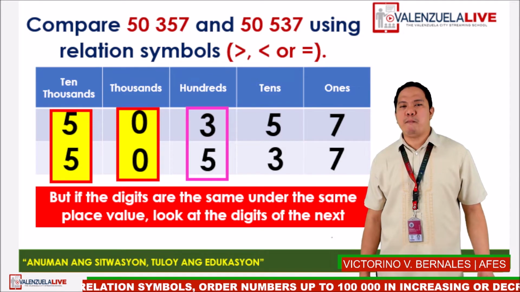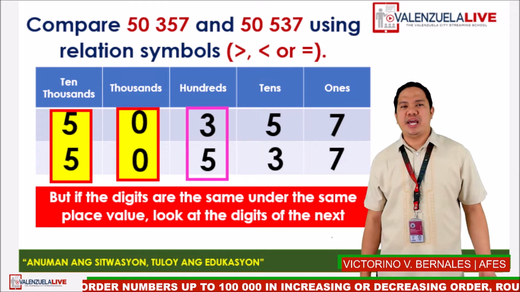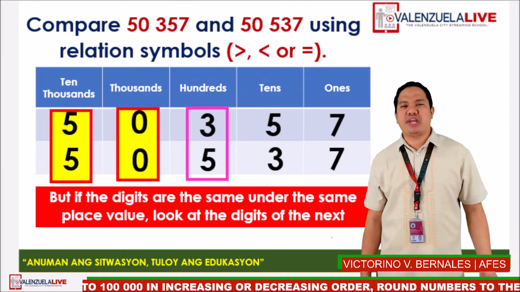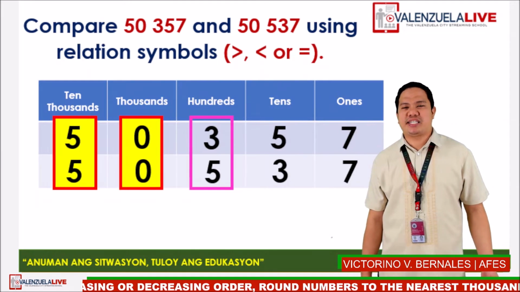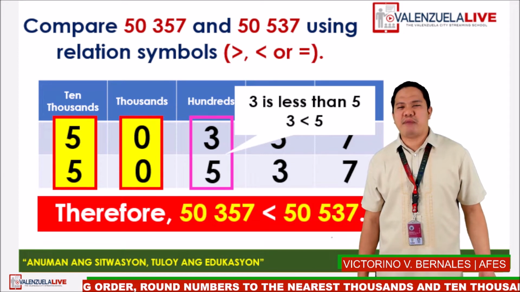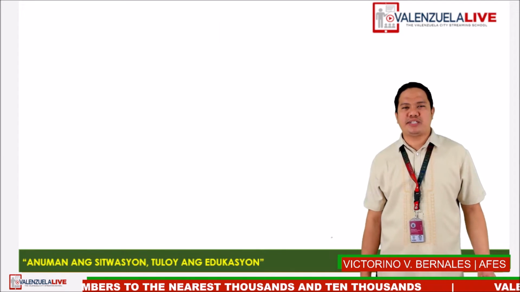Now let us compare 3 and 5. As you can see, 3 is less than 5. Therefore, 50,357 is less than 50,537. Now let's try another example.